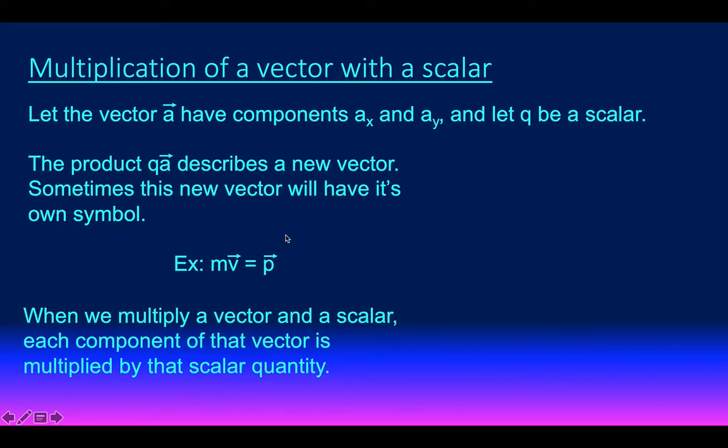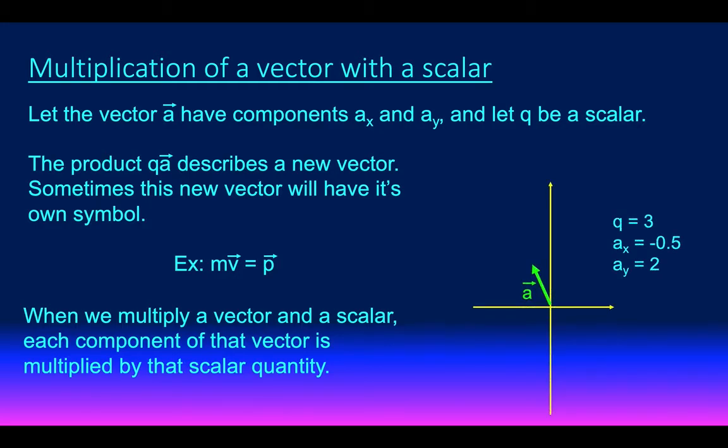The rule for multiplying a vector and a scalar is that when you multiply a vector by a scalar, each component of that vector is individually multiplied by the scalar quantity. So to demonstrate this idea, let's suppose we have a vector A. Vector A has horizontal component negative 0.5 and vertical component 2. If we multiply vector A by the scalar number 3, pause the video, think about it. What will multiplying vector A by 3 do to vector A? What do you expect vector A to look like after we perform the scalar multiplication?